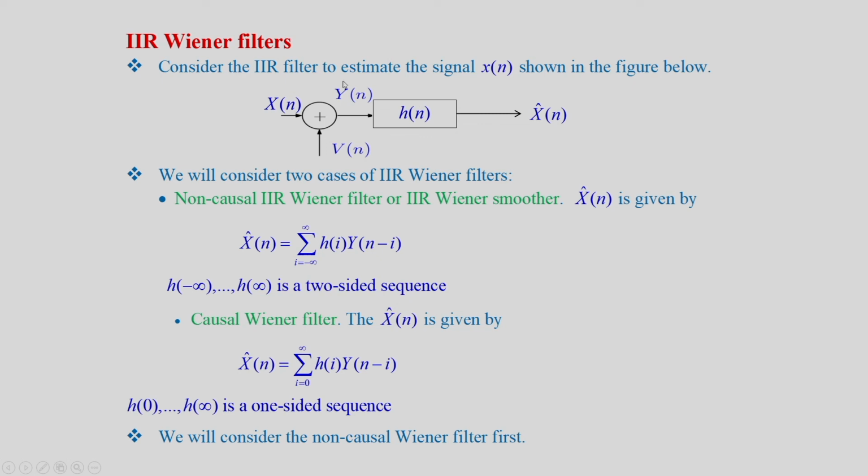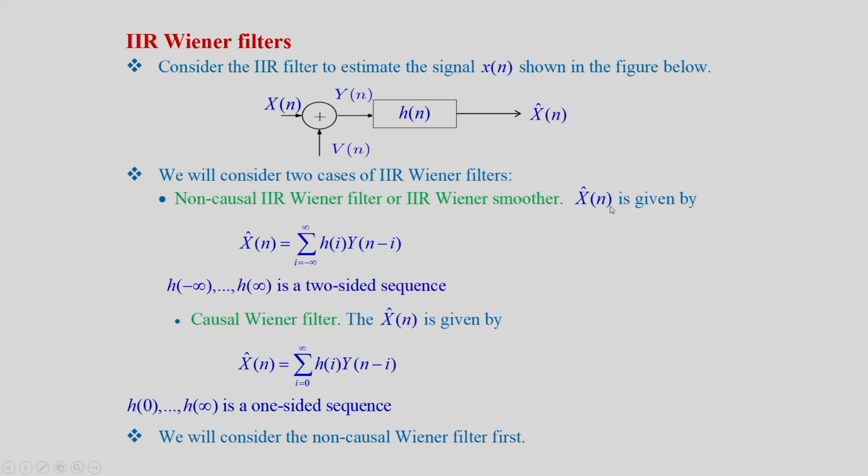Consider the IIR filter to estimate signal x(n) shown in the figure below. This is x(n) plus v(n), that is y(n), and this is filtered by an IIR filter to get x hat at n. And this h(n) is an infinite duration sequence. We will consider two cases of IIR Wiener filters. First one is the non-causal IIR Wiener filter, also called a smoother.